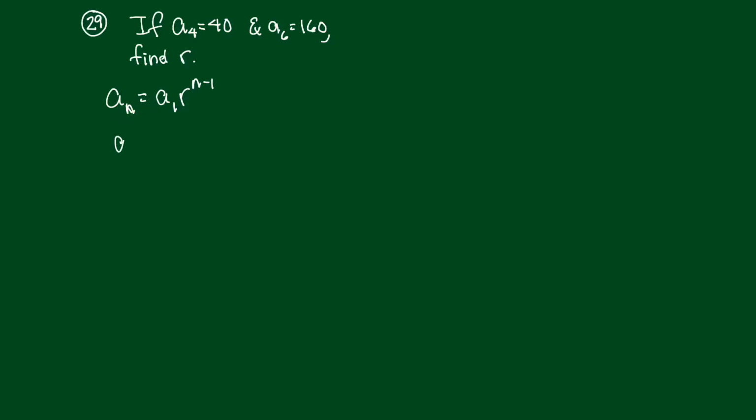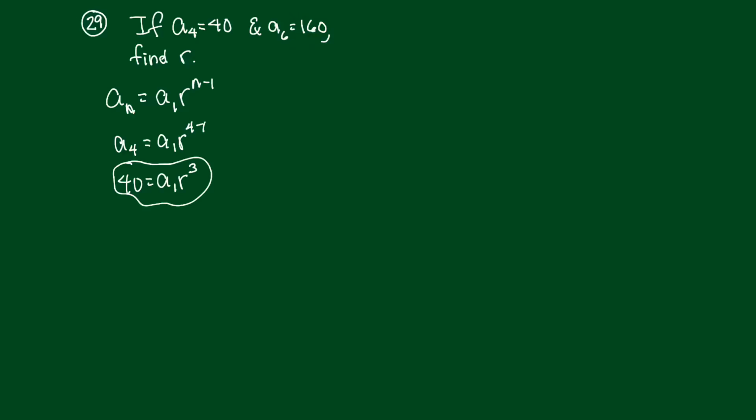Here's what I can write. a4, I know, is going to be a1 r to the 4 minus 1. And a4, we're told, is 40. That's going to be a1 r to the third. All right, so let me circle that. Now I've got two variables here, so I need two equations. Here's one equation. We're going to use this information to get us another equation.